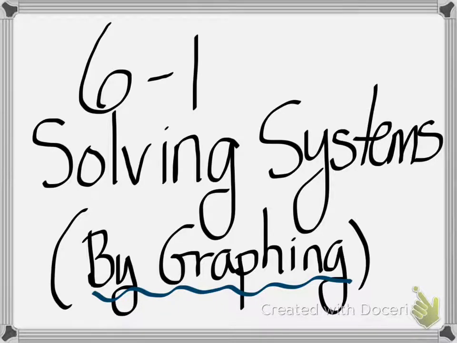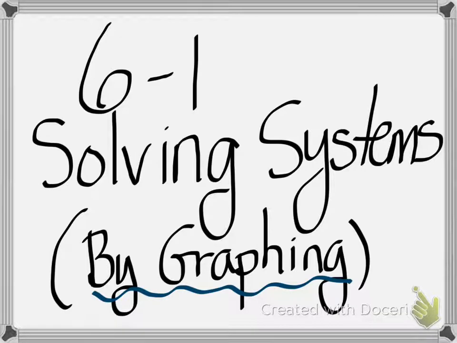Okay, let's start Chapter 6. Chapter 6 is about solving systems of equations and inequalities. In 6-1, it's all about solving systems by graphing. So what do I mean by systems? We're going to start with a few definitions.